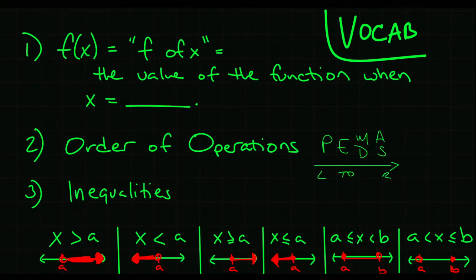If a is less than or equal to x, which is less than b, a is a part of the solution and we shade all the way up to b, but b is not a part of the solution, so it's going to be infinitely close to b. Similarly, if we have a is less than x and x is less than or equal to b, then we have an open circle on a, a closed circle on b, and then we shade in between.